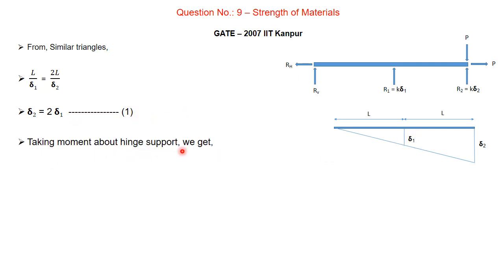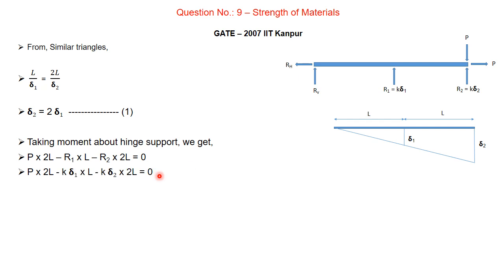Taking moment about the hinge support we get, so we have a hinge support here, and using all these reactions we are going to take moment about this point in order to calculate delta 1. Therefore, we have this vertical force P. I'll consider clockwise direction as positive and anti-clockwise as negative. Therefore, P into this is 2L, total L plus L is equal to 2L. Therefore, P into 2L minus this reaction R1 into L, again minus R2 into 2L, should be equal to 0 for equilibrium.